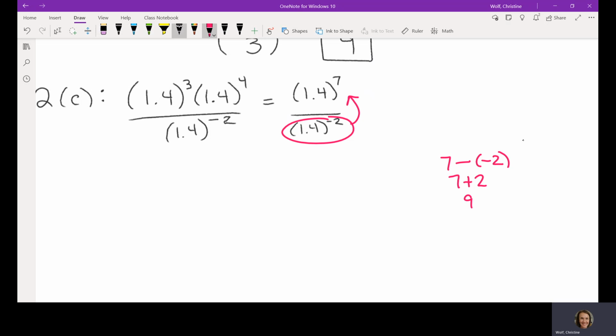So regardless, we are going to get a base of 1.4 to the positive 9. And then in your calculator, you just do that. 1.4 to the power of 9 equals 20.7. All right. We good with that one? Next one.